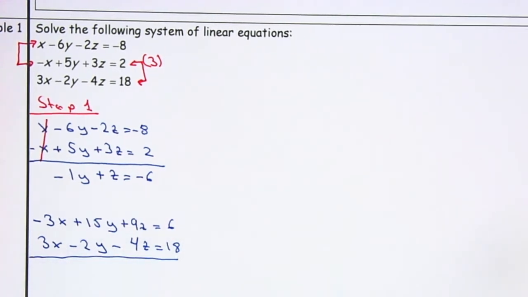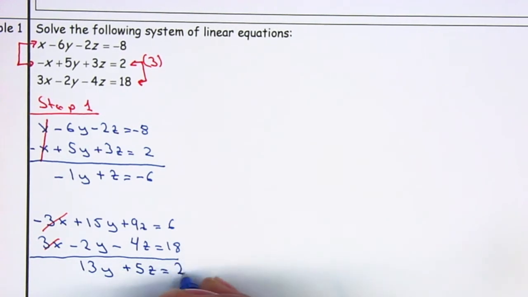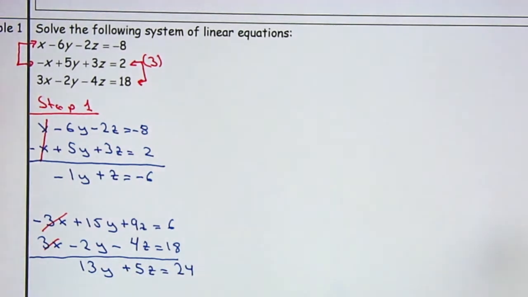I'm going to combine it. The x's cancel, just like we wanted to. This will give me 13y plus 5z is equal to 24. And I usually double check my work. This is a long process, so if you make one small mistake, then you're going to have to repeat or go back and check your work, and it makes it a little challenging.